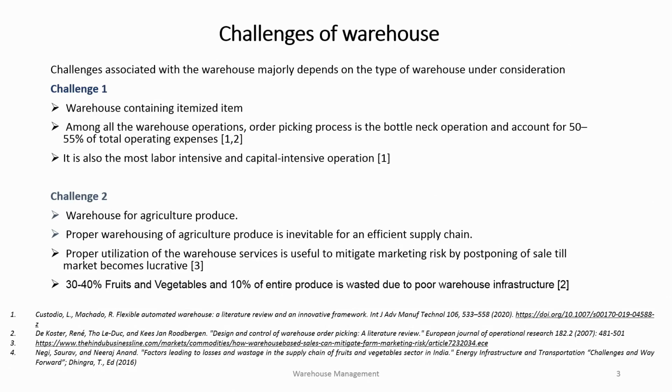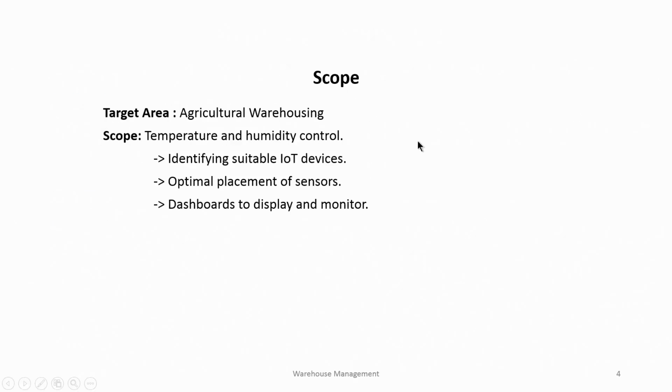Okay. 30 to 40% of fruits and vegetables and 10% of entire produce is wasted due to poor warehouse infrastructure. This is where IoT can come in a big way, folks, and you should look at this as a mini project. 30 to 40% of fruits and vegetables, 10% of entire produce is wasted. So it is a big number, right. So that is the findings of the students who worked on this project.